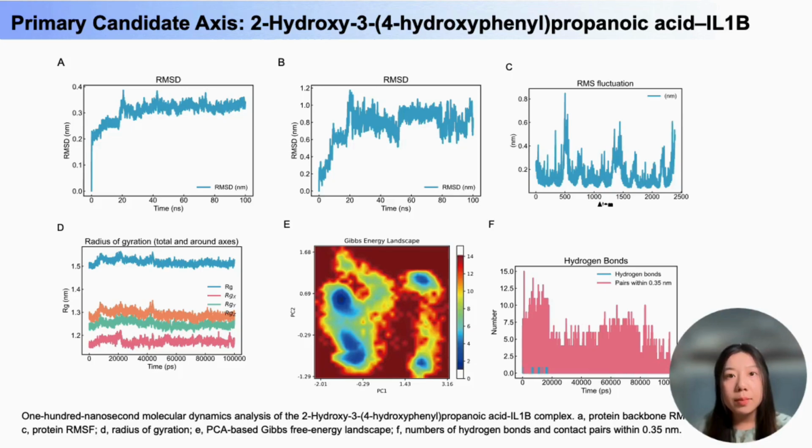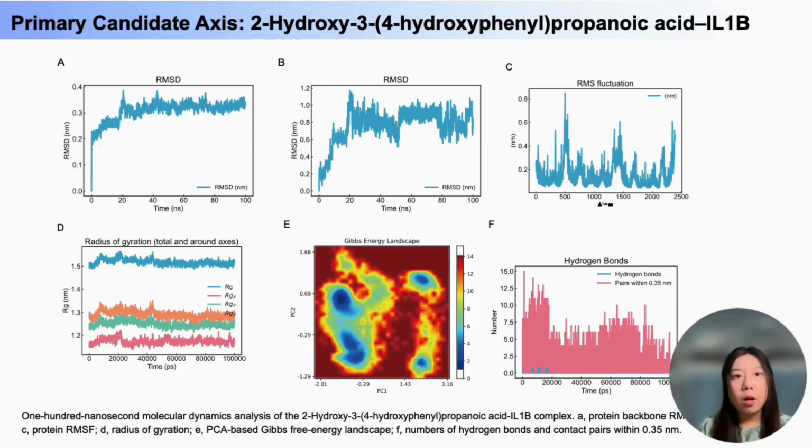First, the protein RMSD became stable after the early part of the simulation. This suggests that the protein reached a relatively stable state. Second, the ligand RMSD stayed within a moderate range. It didn't show persistent dissociation from the binding environment. Third, the Rg remained relatively narrow. It suggests that the protein kept its overall compactness during the 100 nanosecond simulation.